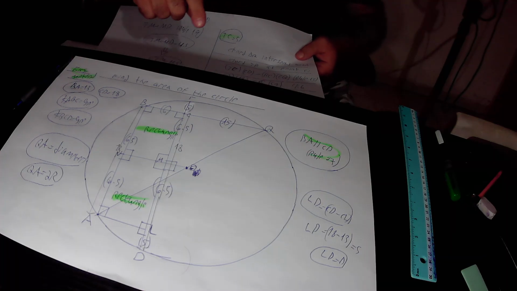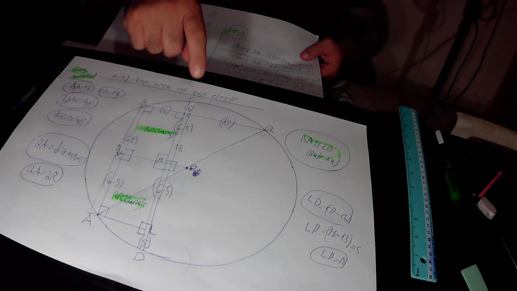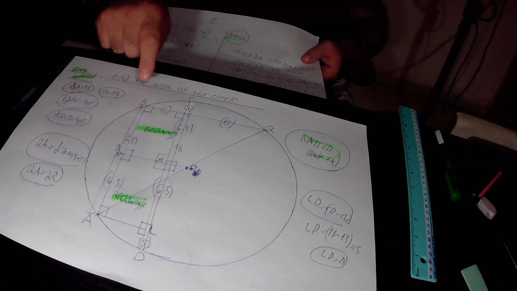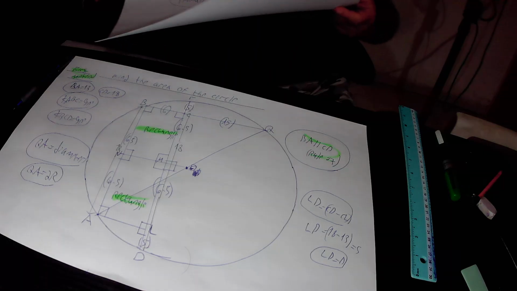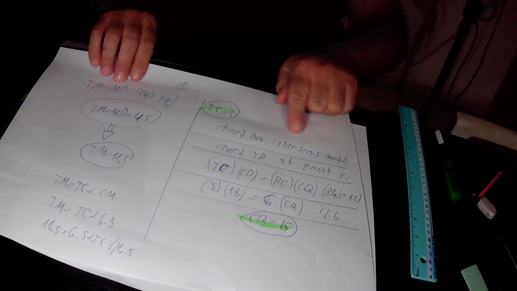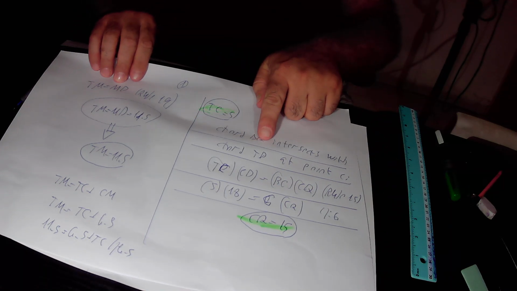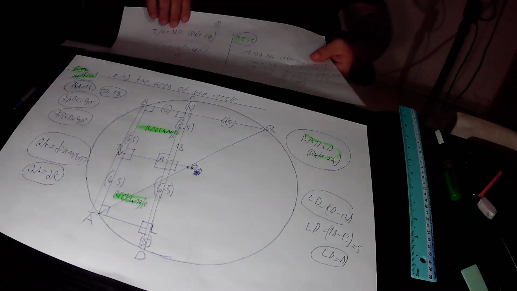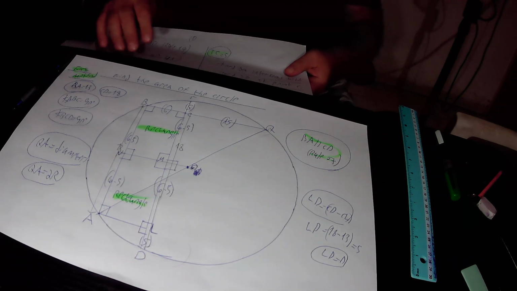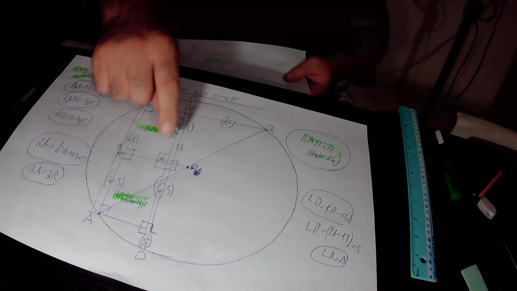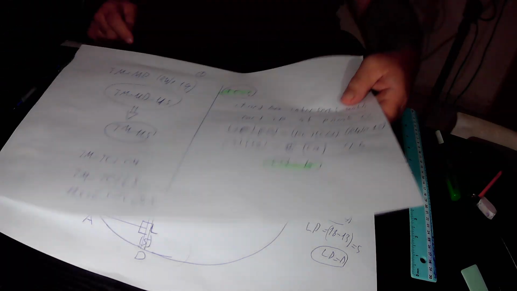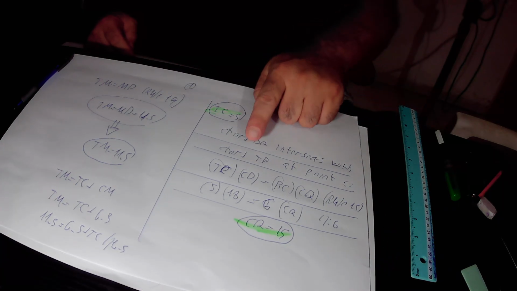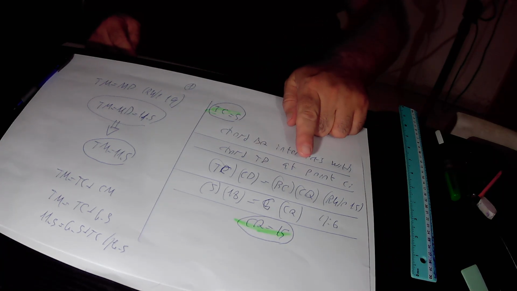In our drawing, we have chord TD that intersects with chord BQ at point C. Therefore, according to rule 15, the following equation is true: TC times CD equals BC times CQ.